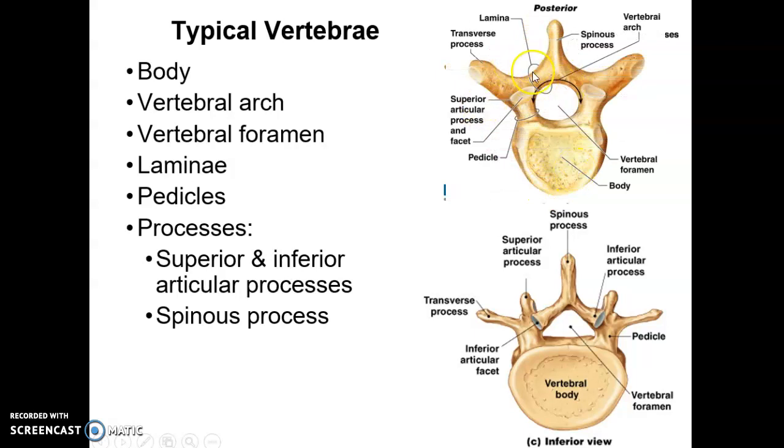Here's a view of the lamina, one lamina there, another lamina there. There's the spinous process. Pedicel here, pedicel here. There's the vertebral arch again, and the vertebral foramen, where the spinal cord moves through.